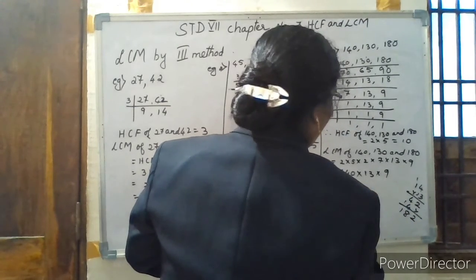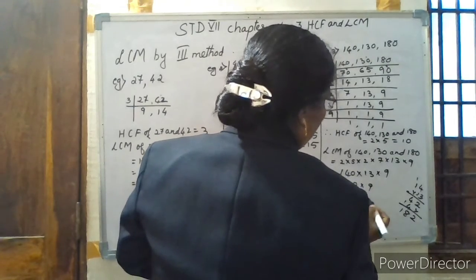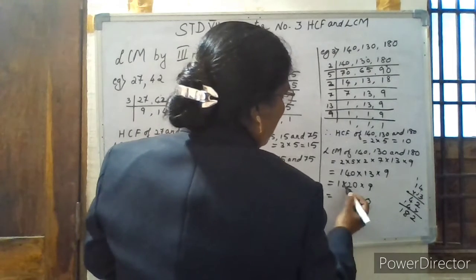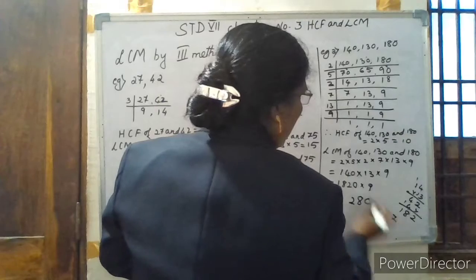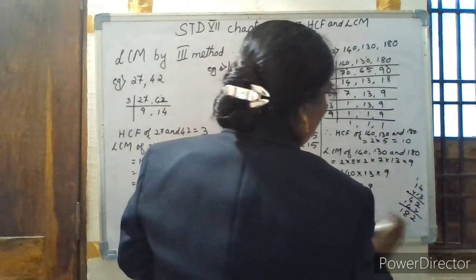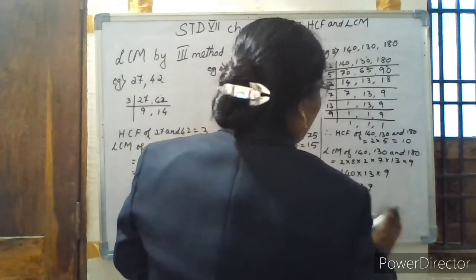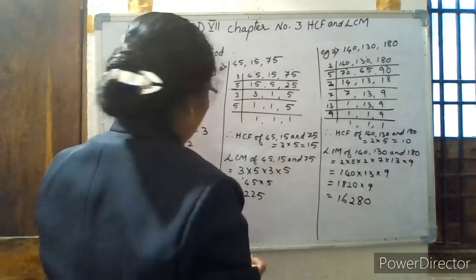There's 0 here, put it here, into 9. So it is 900. 9 2s are 18. 9 8s are 72, carry 7. 9 1s are 9, 10, 16. So in this way we get the LCM of any three numbers by this method.